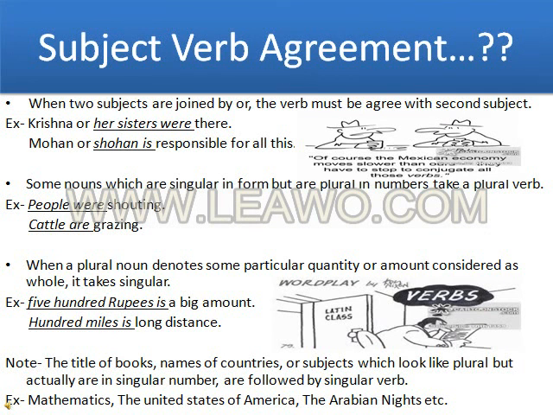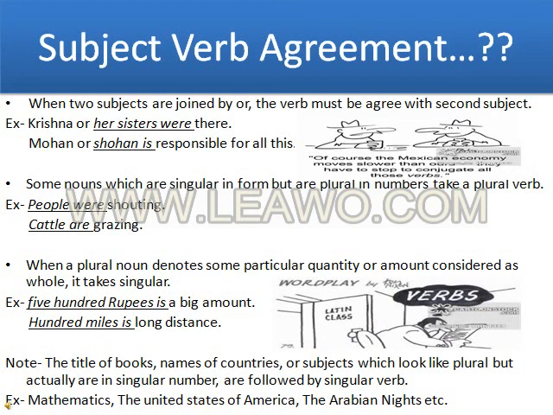Next rule, some nouns which are singular in form but are plural in number take a plural verb. I told you earlier, I will attach the list of those words, so it will be easy to identify such nouns. Example, people were shouting. People is a collection, a group of many men and women. Clear? So that's why people is plural, and the verb used is also plural. Cattle are grazing. Cattle is a group of animals. Clear? Cattle is a plural word and the verb used, are, is also plural.